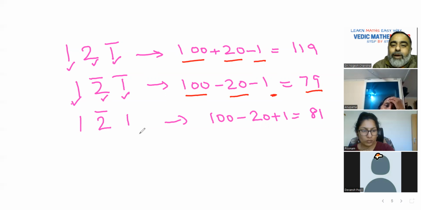Similarly, 1, 2 bar, 1: 100 minus 20 plus 1, that is 81. So this is the magic. The same 3 digits are there, just adding a bar, how much the value is changing. And this would be utilized when we'll be doing calculations. Okay. So this is what Vinculum is.